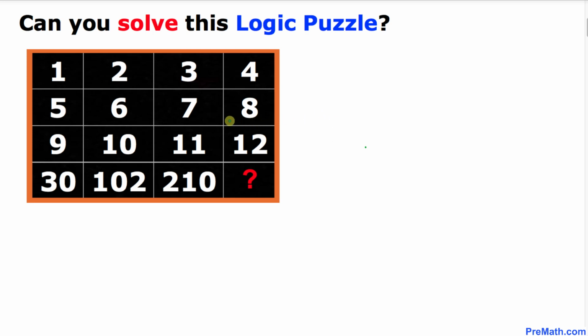We are going to solve this given logic puzzle, as you can see in this 4 by 4 table. So let's go ahead and get started and look at this table. We have these numbers 1, 2, 3, 4 all the way to 12. And now let's look at the last row: 30, 102, 210, and we are supposed to find the value for this given question mark. Can you figure out the answer to this puzzle on your own? You may pause the video and take your time.